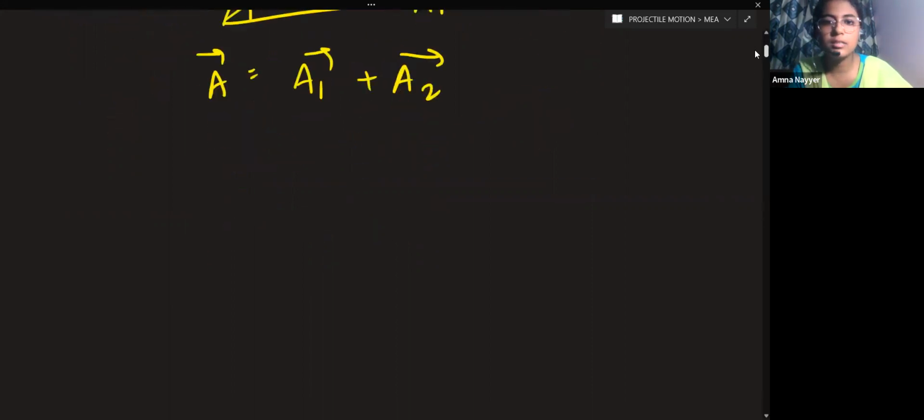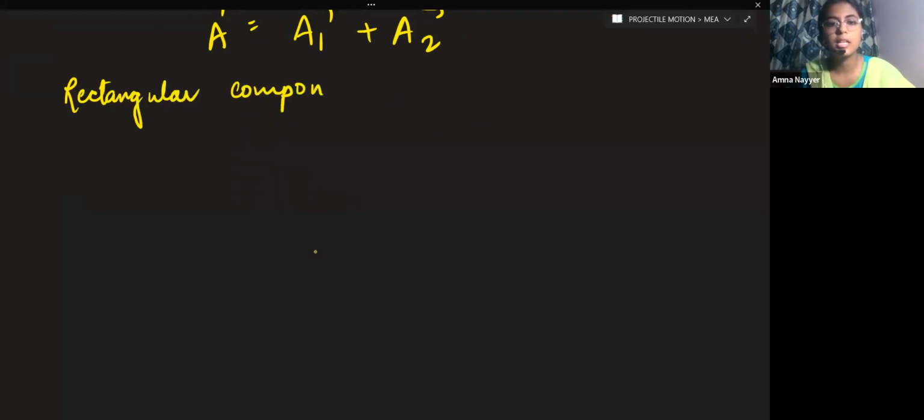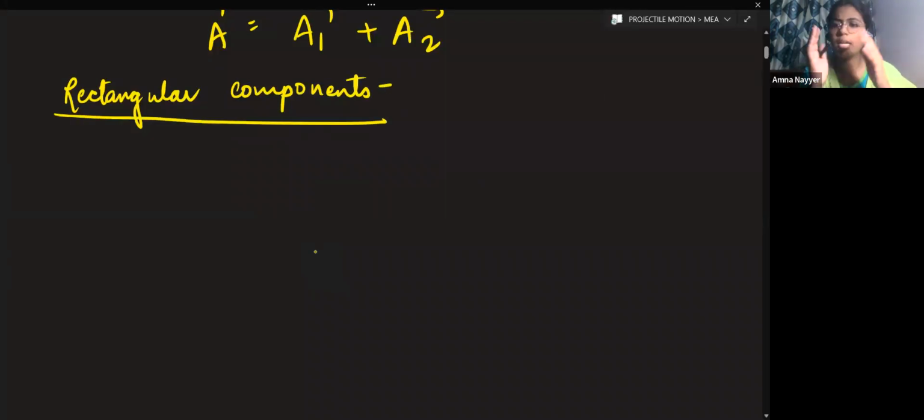So this is what is meant by resolution of vectors. You are resolving the vectors. Now in your syllabus, you have rectangular components. Now rectangular components means what? So you've understood what was A1, what was A2. A1 and A2 were just the components of A.